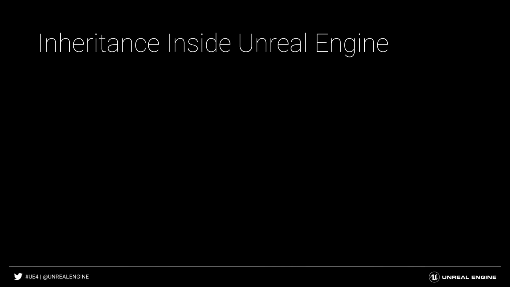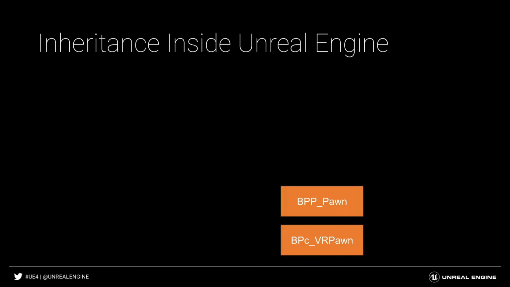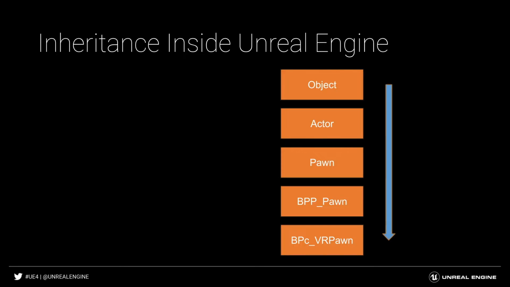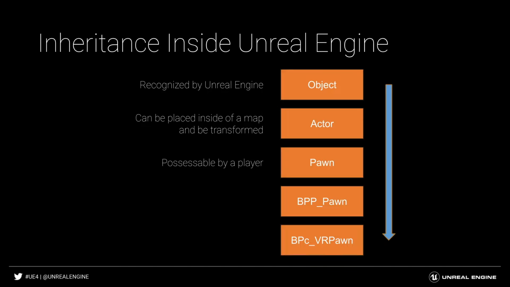So BPC VR pawn is a child of BPP pawn, which is a child of pawn class, which is a child of actor class, which is then a child of object class. So BPC VR pawn will inherit everything that all its parents contain, from the ability to exist in Unreal Engine to being placed in a map and contain a transform to be able to be possessed by a player is all inherited. Let's see an example of this in action.